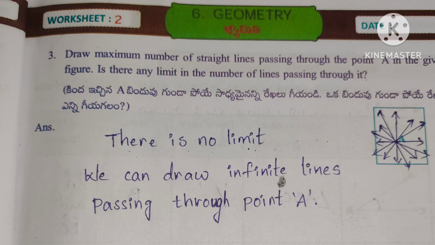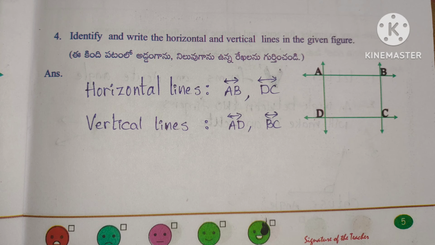Question number 3. Draw the maximum number of straight lines passing through the point A in the given figure. Is there any limit to the number of lines passing through it? So here there is no limit. We can draw infinite lines passing through point A. Fourth question, identify and write the horizontal and vertical lines in the given figure. From this figure, the horizontal lines are AB and DC, and the vertical lines are AD and BC.